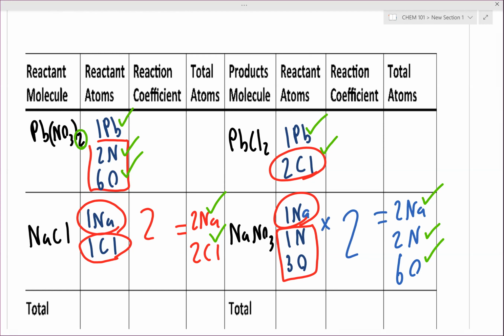Yes. So then this 2 in lead nitrate ended up as our coefficient for sodium nitrate. Likewise, let's pay attention now. Does everyone see this subscript 2 for chloride? We have 2 chlorides in our product.